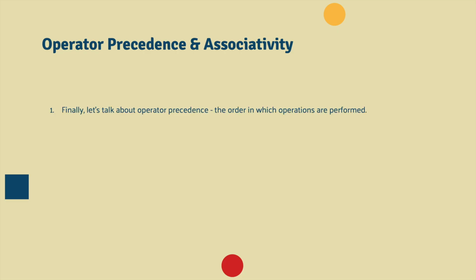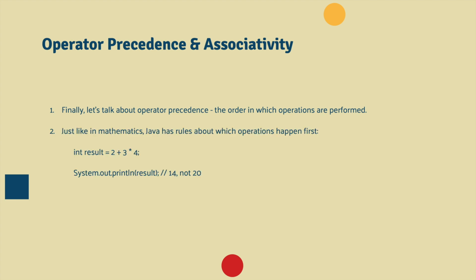Finally, let's talk about operator precedence, the order in which operations are performed. Just like in mathematics, Java has rules about which operations happen first. Multiplication has higher precedence than addition, so 3 multiplied by 4 is calculated first.